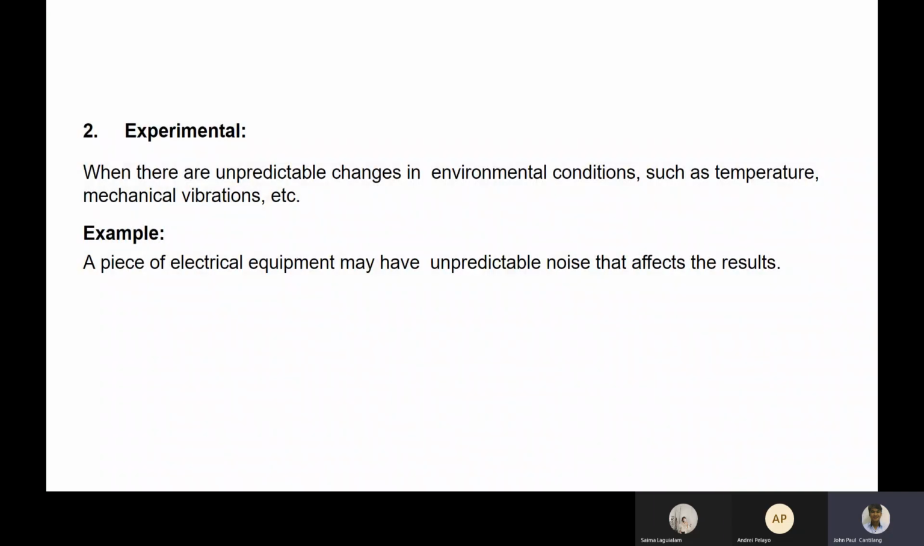The next major type of random error is experimental. When there are unpredictable changes in environmental conditions, such as temperature, mechanical vibrations, and etc. Example of this is a piece of electrical equipment may have unpredictable noise that affects the result.